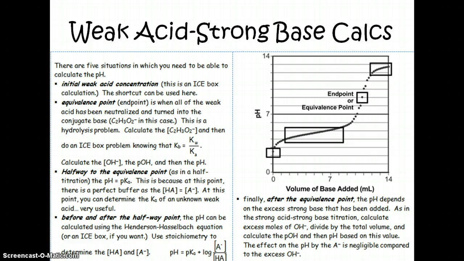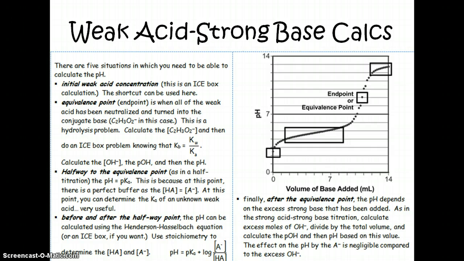Halfway to the equivalence point is when the pH is equal to the pKa, or the negative log of the Ka. So this is very useful, especially if you're trying to determine the Ka of an unknown weak acid. Before and after the halfway point, you can use the Henderson Hasselbalch equation or an ice box, whichever you would prefer.